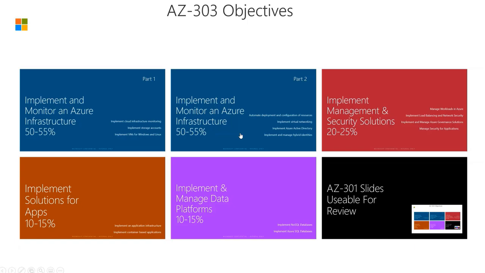There you have it. That covers the introductory section for AZ-303, 304, and next we will cover objective by objective.